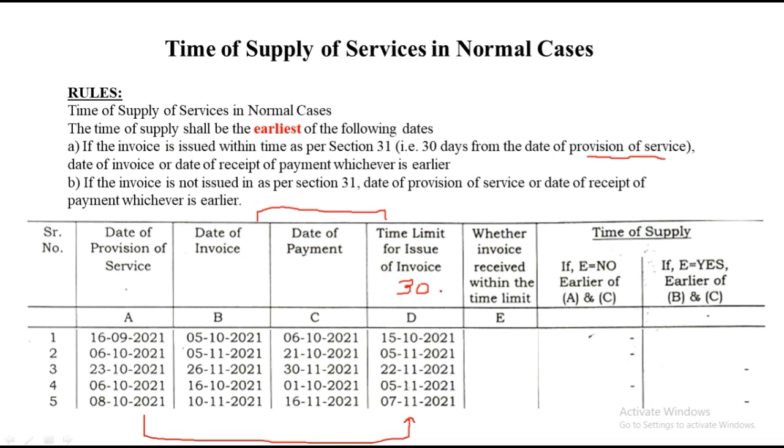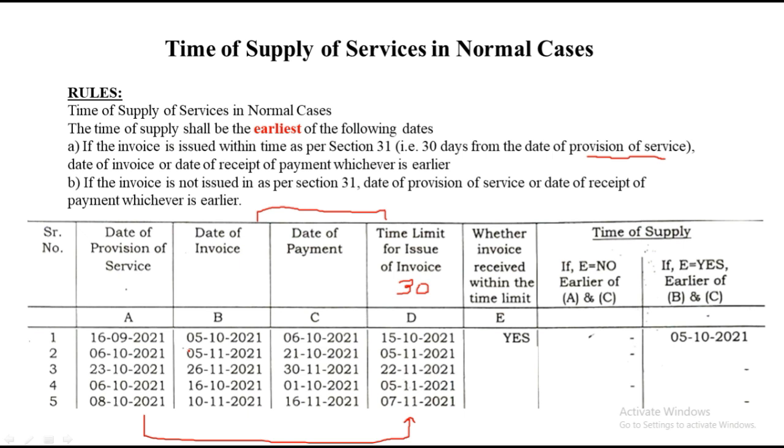Okay. So the answer is whether the invoice is received within the time limit. Yes, because 5th October comes before 15th October. So we'll write yes. If yes, the rule is date of invoice and date of payment, whichever is earlier. Okay, so that is the comparison between B and C. So 5th October and 6th October, whichever is earlier, that will be 5th October. So my answer will be 5th October.